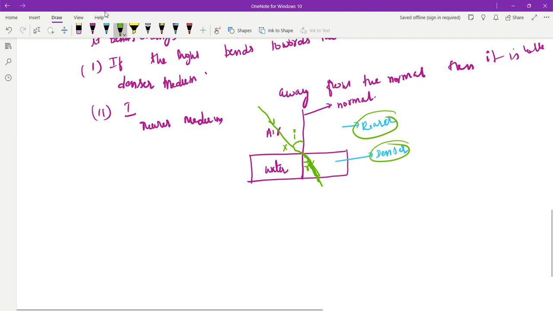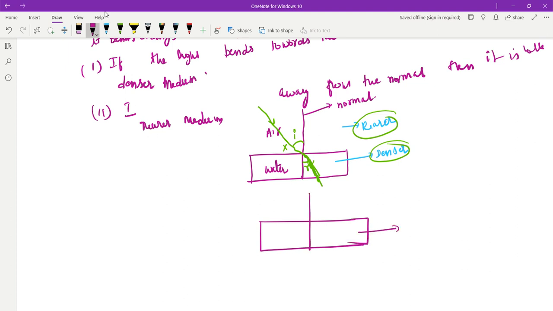Now let me take one more case where again this is a normal and this is the water medium, so I can call this the denser medium, and this is the air medium. Now the light goes from denser medium to rarer medium. So what happens? It bends away from the normal. So to put into simple words, this is R and this is I.